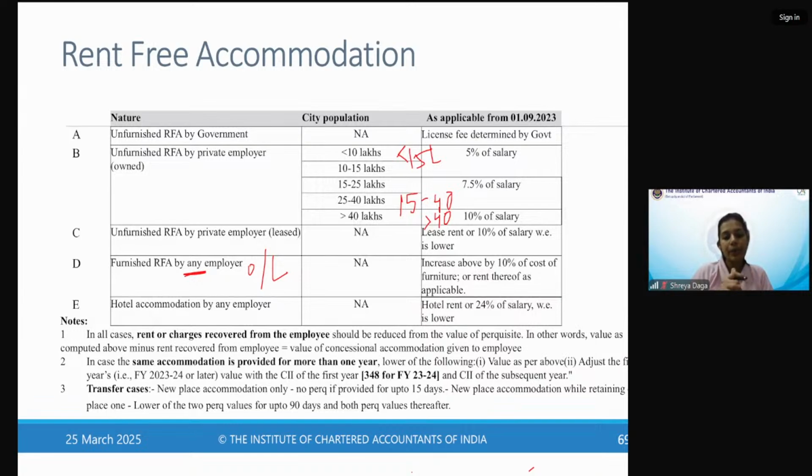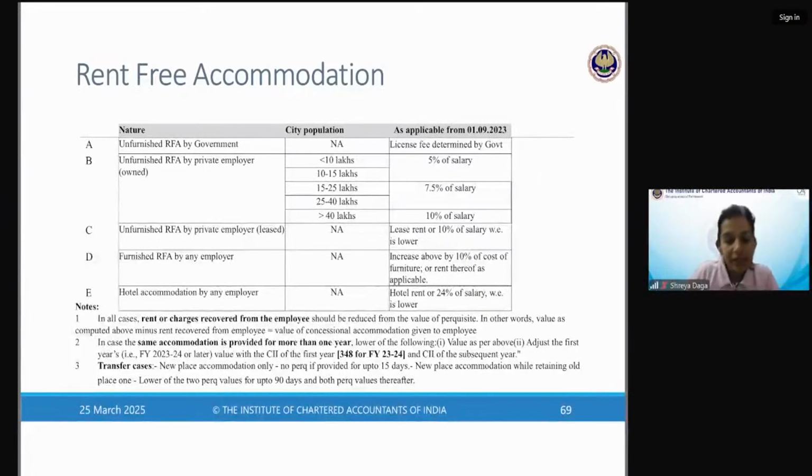And if the accommodation is provided for more than 1 year, then take the lower of the following: value as per above, or value as per above adjusted for the first year's value with the CII of the first year and CII of the subsequent year. And what is Cost Inflation Index, we will do this in the next class. Okay, leave this point, you will not be able to understand it today.